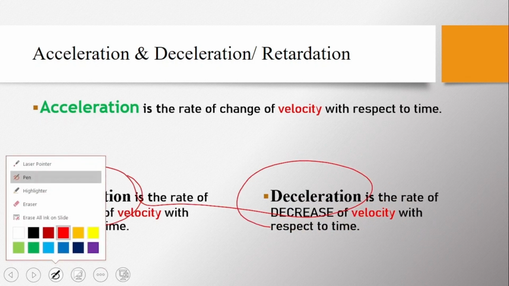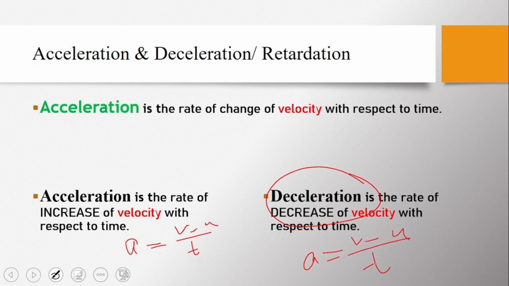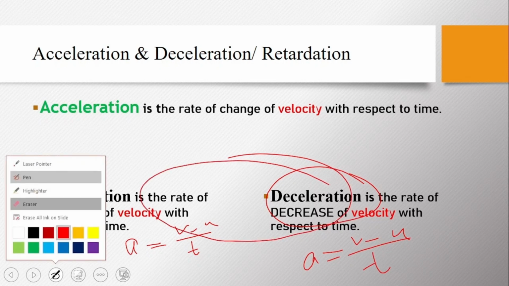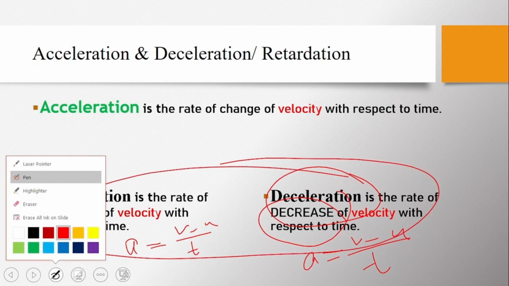Maybe you're thinking, sir, if the formula of acceleration is v minus u by t, what will be for deceleration? Yes, they are the same. Because both of them are acceleration. In the first case, acceleration is increasing, and in the second, acceleration is decreasing, right? So this is the basic difference, but actually they are the same in quantity, right?